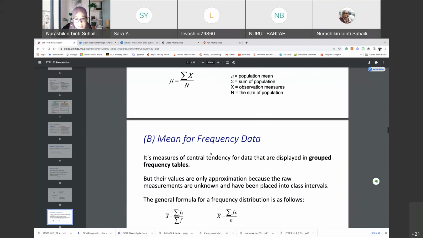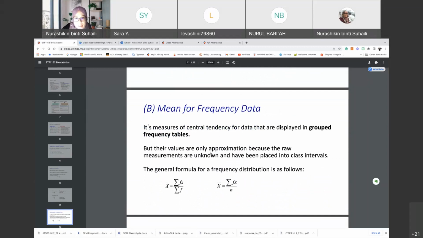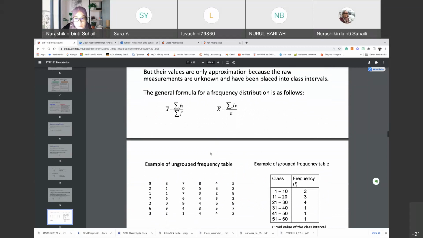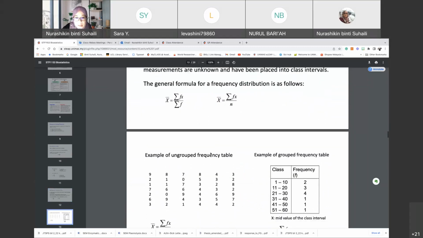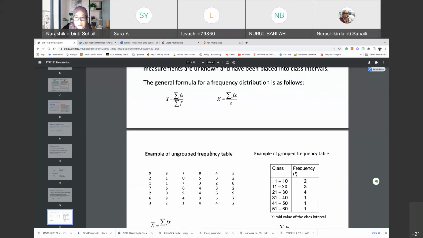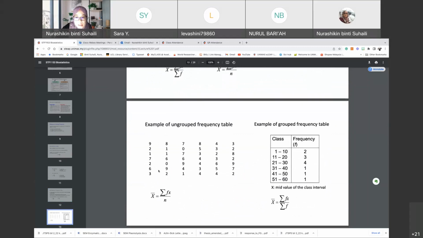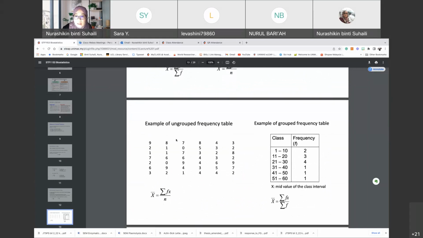And then what else? Mean for frequency data. Oh yeah, we have this type of data. If you have a look at this scattered data, this is what we call ungrouped frequency data. Ungrouped, they are not grouped. Whereas on the right hand side here, you can see that the data are grouped. So we call it grouped frequency data.